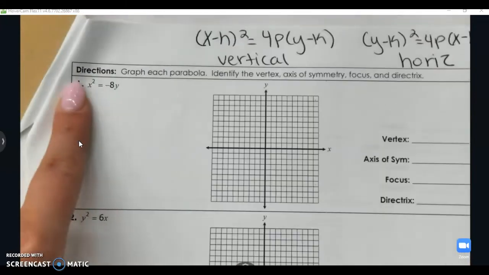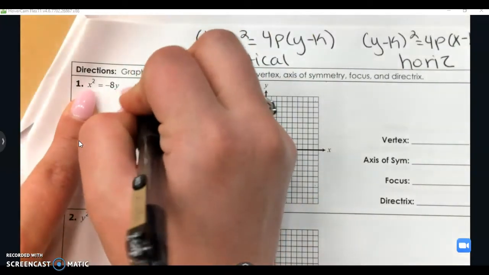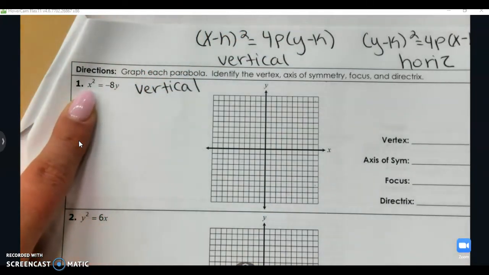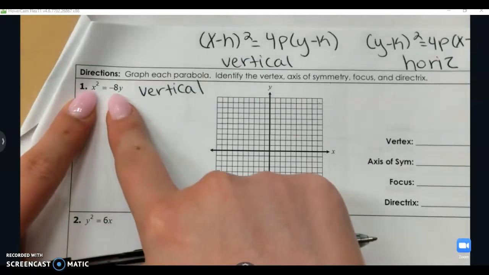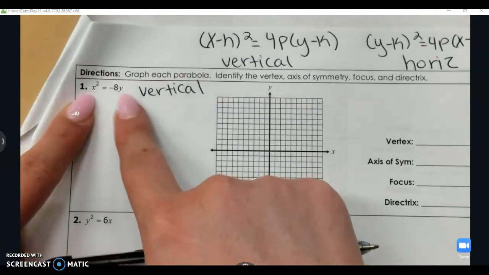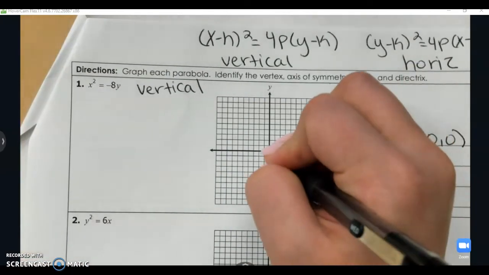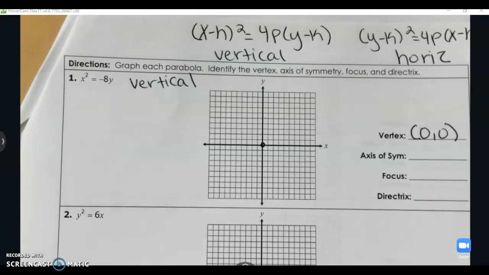So starting with number 1, the first thing we can identify is that this is going to be a vertical parabola because of the formatting of the equation. We have x squared. So the next thing we're going to identify is the vertex. I don't have anything being added or subtracted on my x or my y, so that tells me that my vertex is at (0, 0), and you can go ahead and plot that. The next thing I need to find is what P is, because P is going to tell me where to draw my directrix, my focus, and it's going to tell me what direction my parabola is opening.